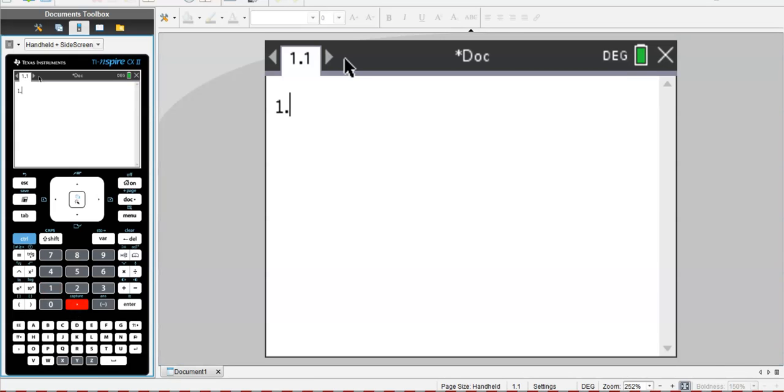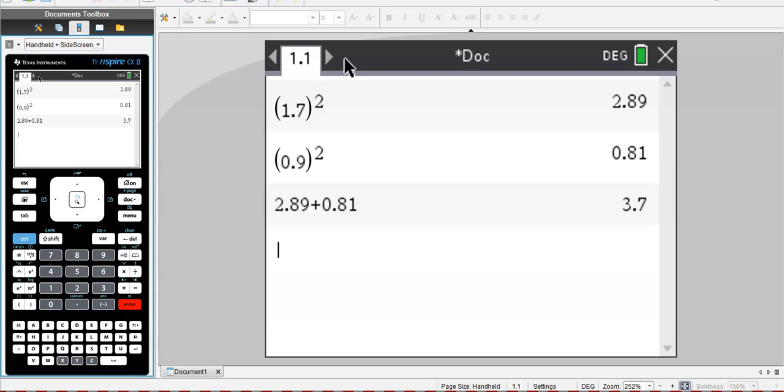So I'm going to go 1.7, and we want to square that, and we get 2.89. And then we are going to take 0.9 and square that, and we are going to get 0.81. And then we're going to add those two numbers together, 2.89 plus 0.81, and we're going to get 3.7. So let's go ahead and fill those into our formula.